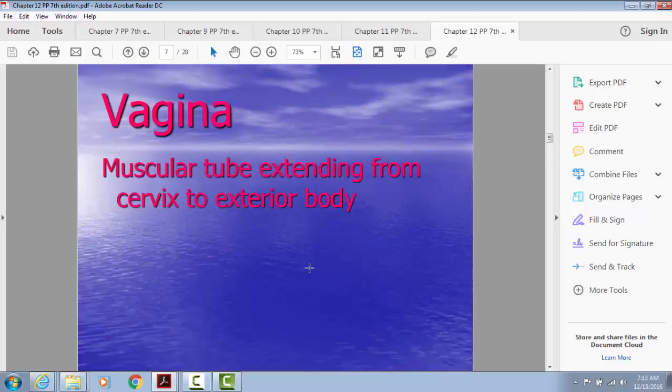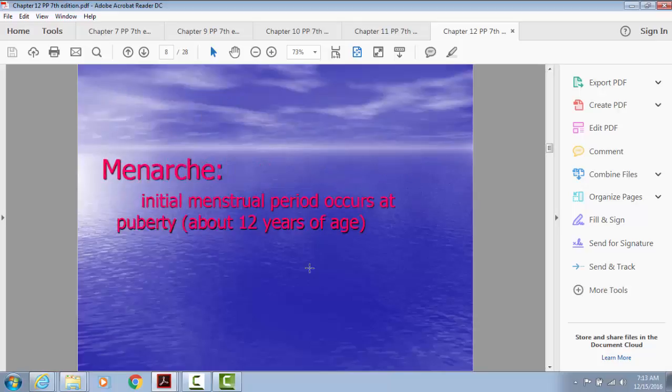The vagina then is the muscular tube extending from the cervix to the exterior of the body. Menarche is the term that's used for initial menstrual period occurring at puberty for girls at about 12 years of age. And so this is when a female begins her menstrual cycle.